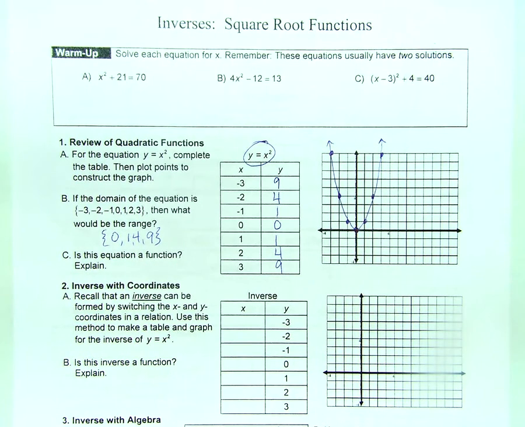Why do we write it as 0, 1, 4, 9 and not 9, 4, 1, 0? It's in order, right? We put it in order from least to greatest. Greatest? What does that even mean? Greatest. Okay, so is this equation a function?